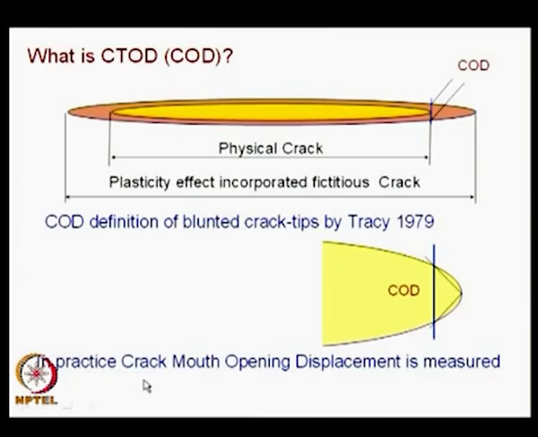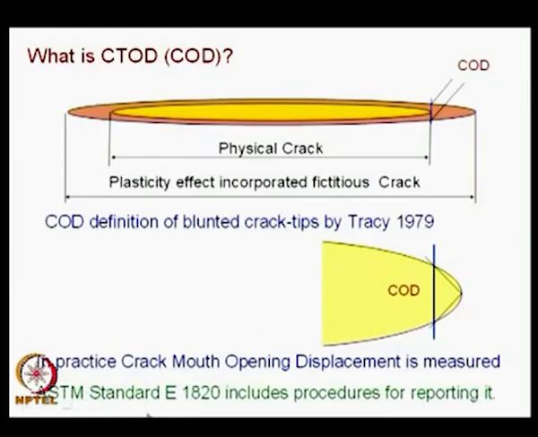In practice, crack mouth opening displacement is measured, and your ASTM standard E1920 includes procedures for reporting it. So, you measure only crack mouth opening displacement by your appropriate gauge. We had seen it in the context of fracture testing. From that you find out how to calculate the crack tip opening displacement.